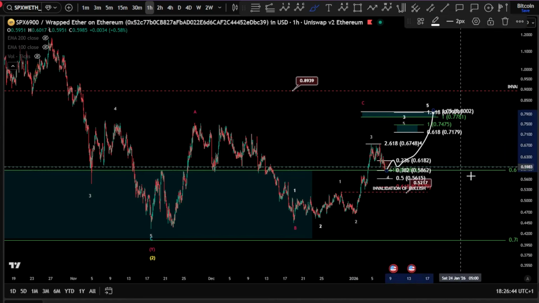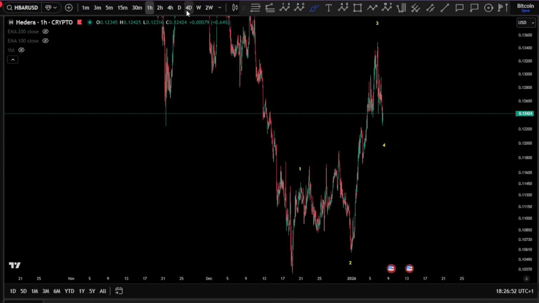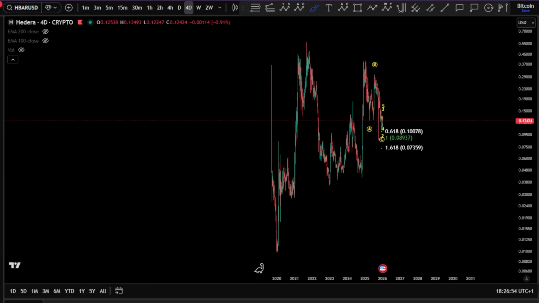So it can be ready at any time to start to push toward the upside. The next one we have is Hbar. For Hbar, also on the all-time history, we are looking as well to this 1 second daily.